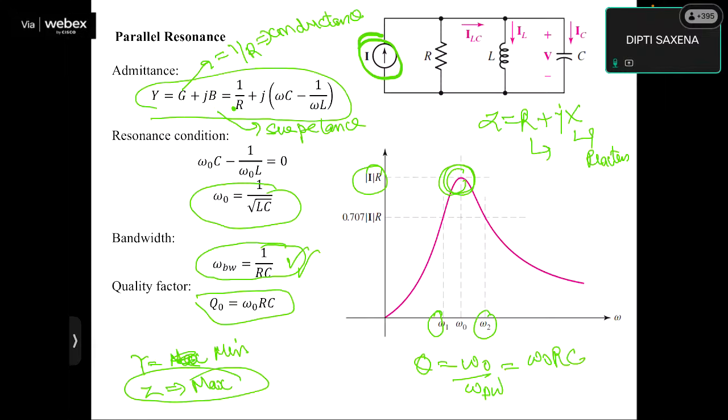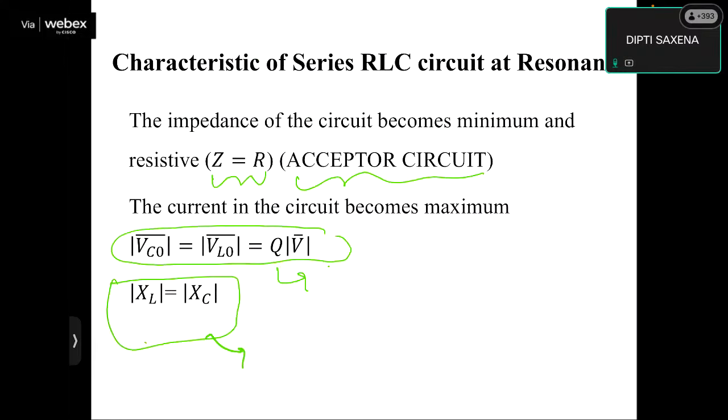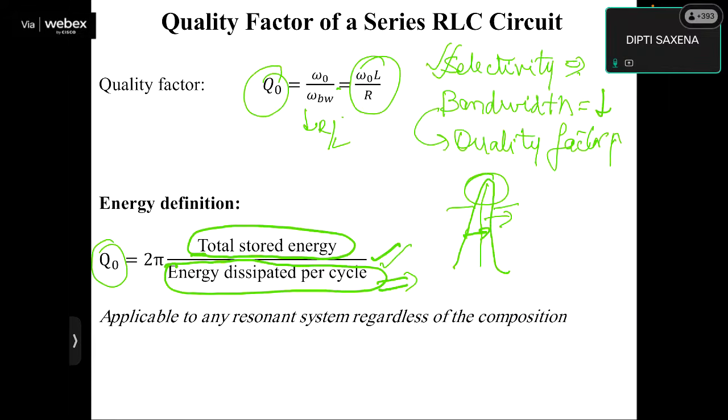Remember, for a series RLC circuit, Q0 was omega 0 L by R. For a parallel circuit, it is equal to omega 0 R into C. So it is never good to define quality factor in terms of the parameters. We always define quality factor in terms of energy. In terms of energy, we have already defined it and the expression remains the same. Quality factor is equal to 2 pi into the total energy stored upon the energy dissipated per cycle.